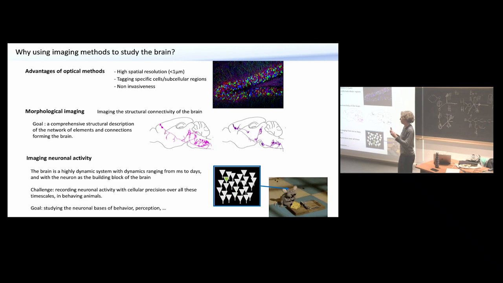And you know that the building block of the brain is the neuron, which is here schematized as a triangle. So basically we want to image the activity of these neurons on all these dynamic ranges. This is the challenge for imaging techniques. And why do we want to do that? Well, we want to study the neuronal basis of many different things, so behavior, perception, and everything. To know how in the circuits, at the neuronal network, at the neuronal scale, all these things are encoded. This is why we use optical methods.